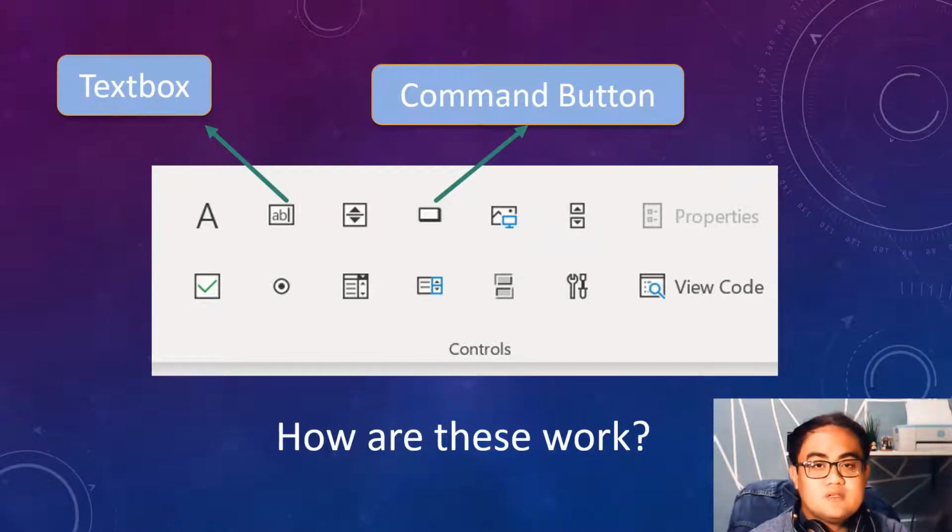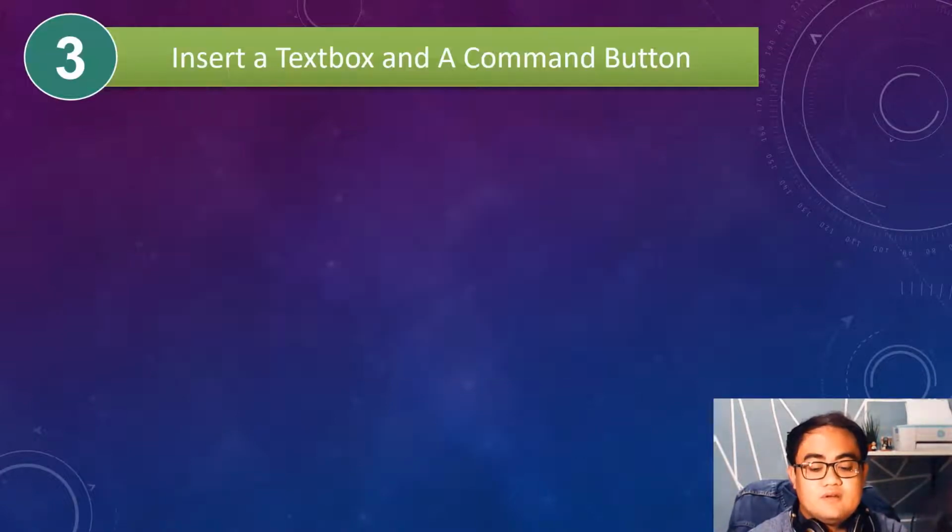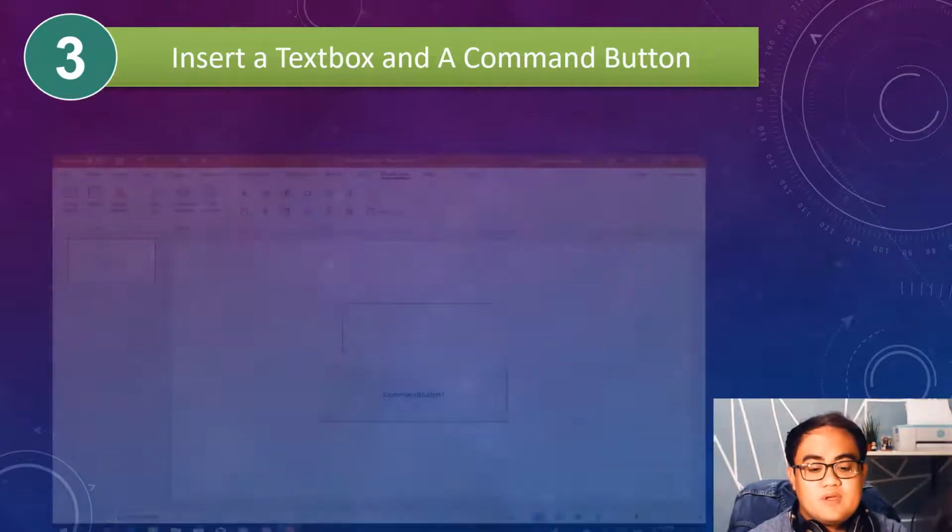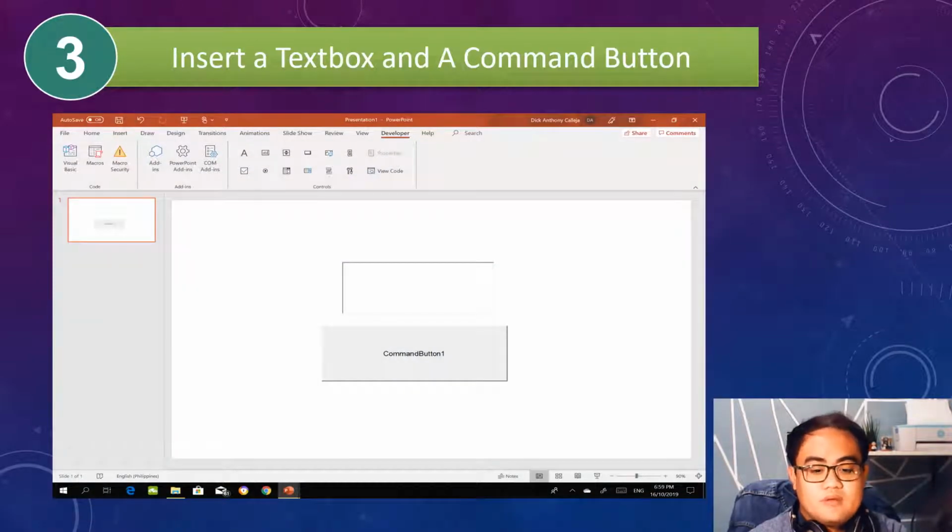The text box is like when you are filling out Google Forms, that's a text box. The command button is where, when you click it, automatically you either submit it or you will be proceeding to the next slide. Okay. Doing this is just like inserting shapes. So it depends how big your text box or the command button is. For example, this one.